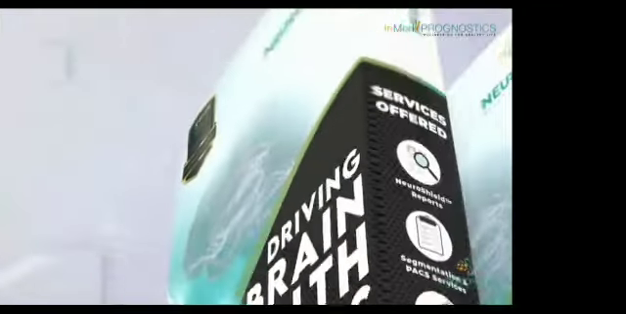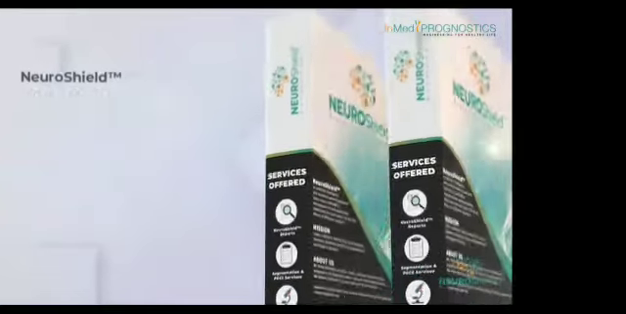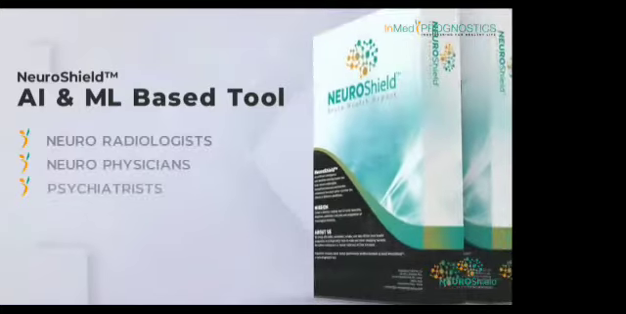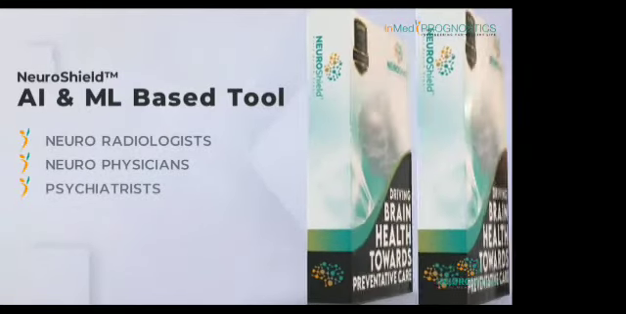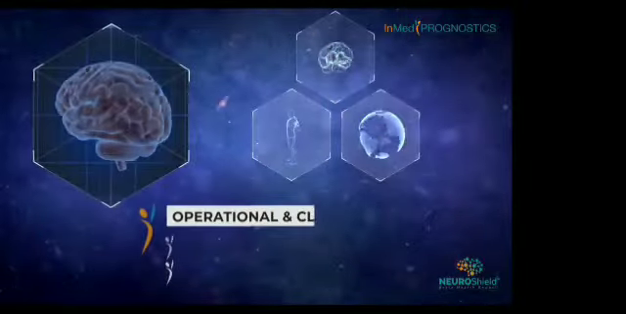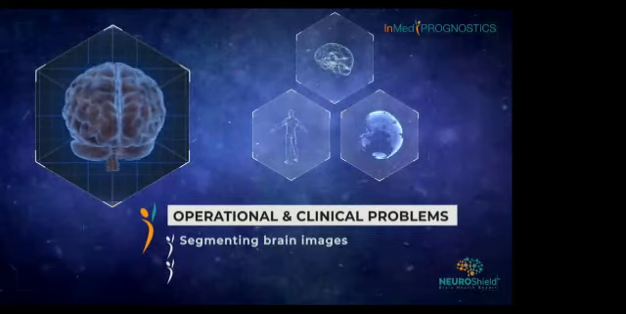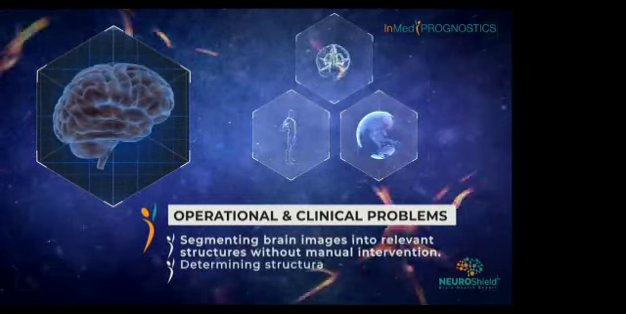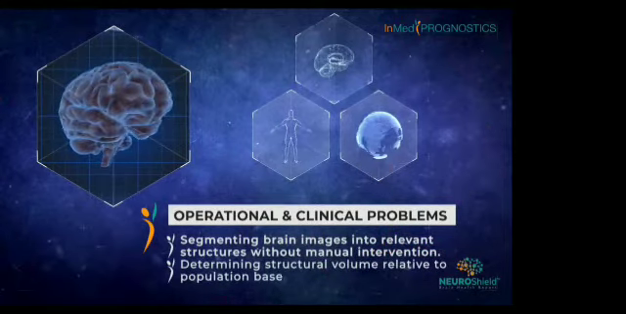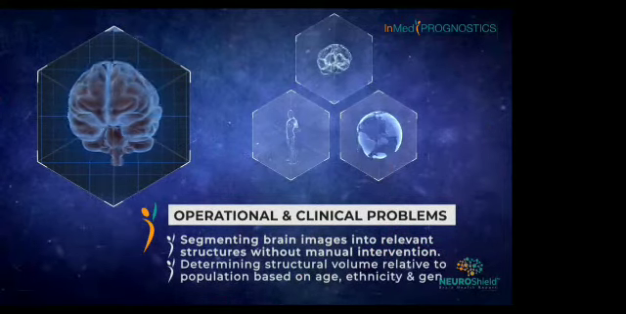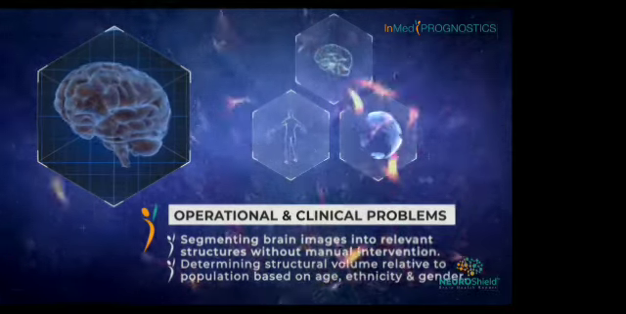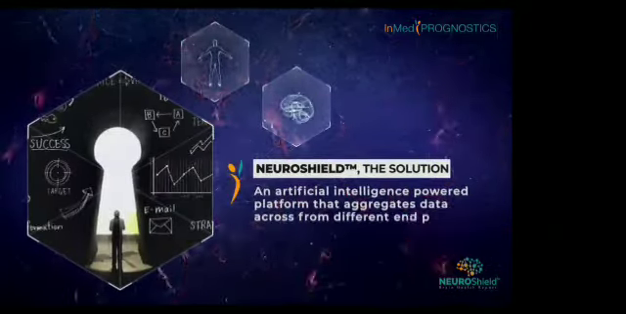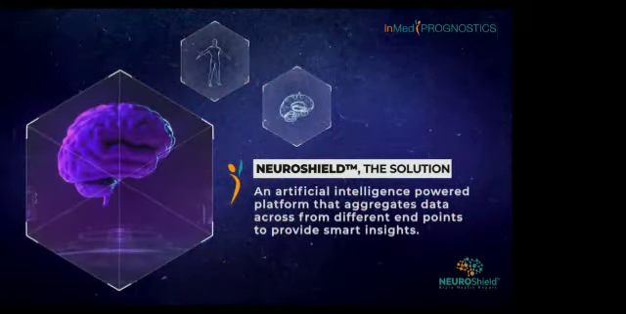NeuroShield is an artificial intelligence and machine learning-based tool, helps neuroradiologists, neurophysicians and psychiatrists understand the brain better and offer evidence-based diagnostics. The current challenges, which are operational and clinical problems. All the existing solutions addressing these problems are expensive, time-consuming, and don't provide contextual results based on age, ethnicity, and gender. NeuroShield, our solution, which combines the latest tools in medical and technological advancements.